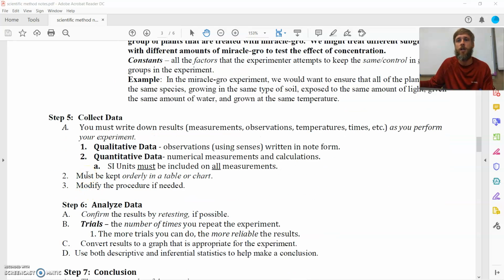The next step is to collect data. All right, you must write down results, measurements, observations. So whenever you see how tall they get, you take some sort of measuring device and you measure how tall they are. That is quantitative data. Now, what would be considered a qualitative form of data talking about tomato plants? Take a second and think. So one example of qualitative data would be maybe how red the tomatoes are compared to other tomatoes, or how big the other tomatoes are, or maybe even which tomatoes taste differently.